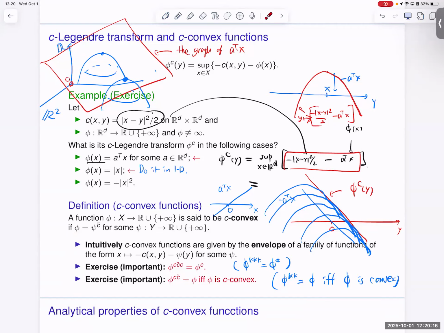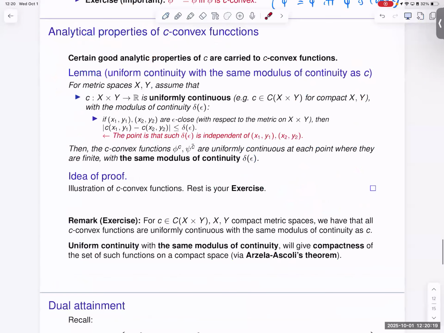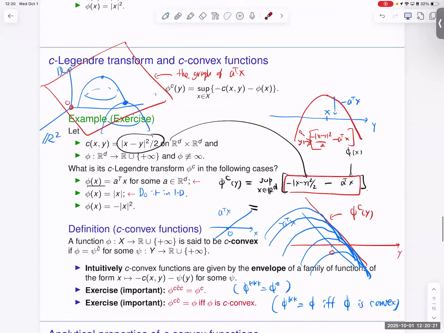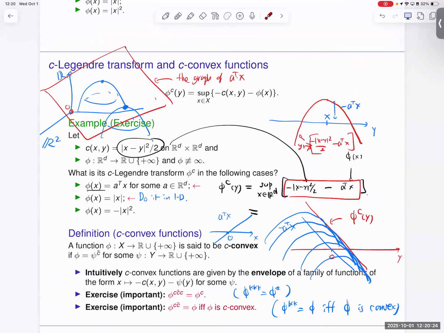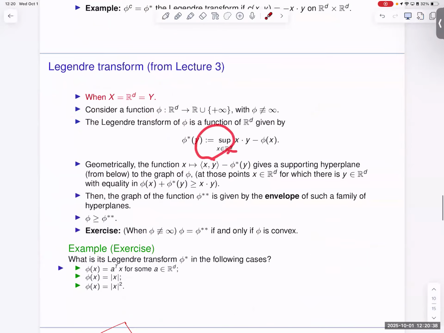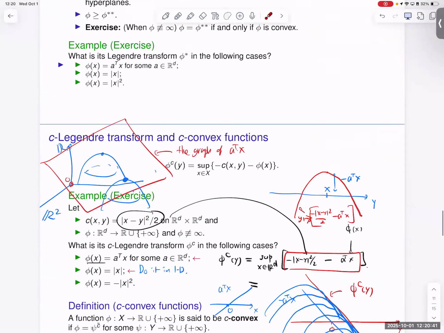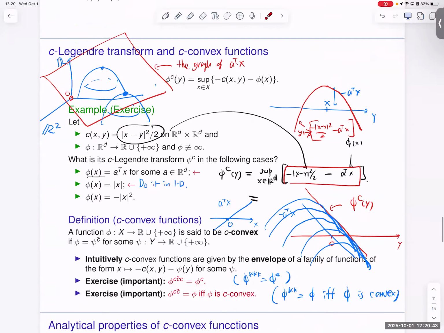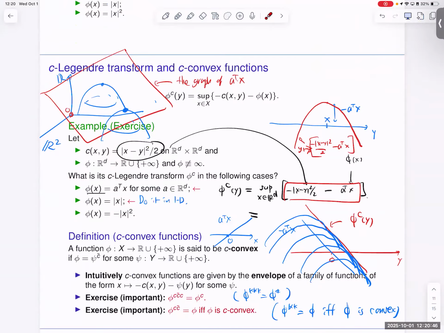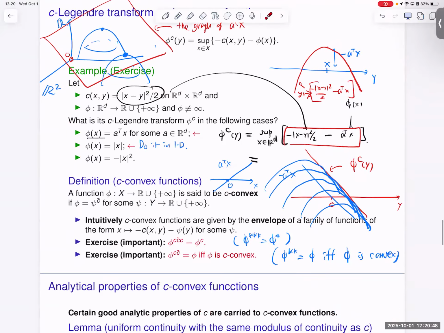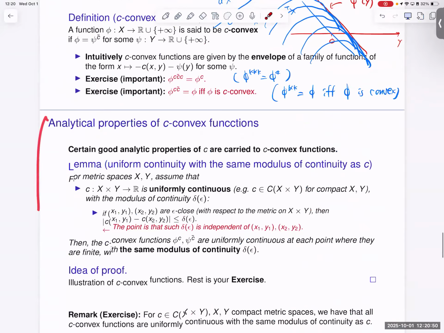Excuse me, Professor, I have a question. Are we assuming any properties about the cost function for this C transform? At the moment, no. The cost function can be anything for this, because all these things are just the supremum. There are basically no analytic properties we require. However, in the next part, that's a very good question.